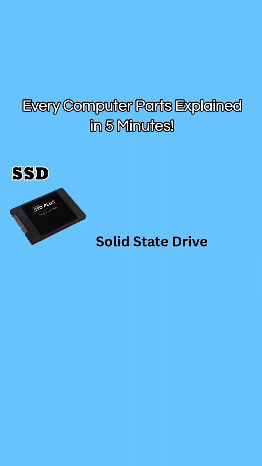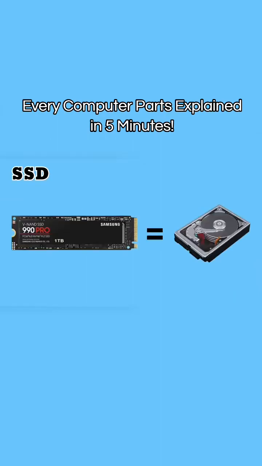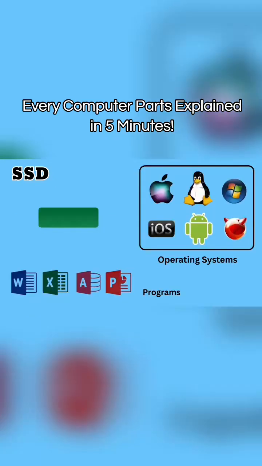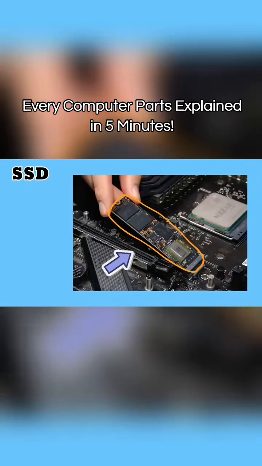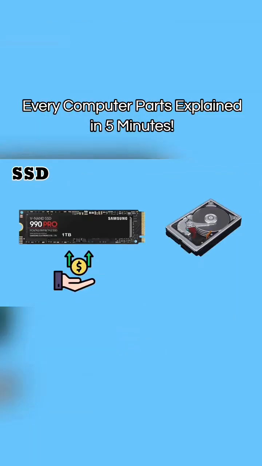SSD, or the solid-state drive, performs the same role as a hard drive, which is storing data, but it is much faster and more reliable. It does not use spinning disks or moving parts. Instead, it stores data on memory chips. Because of this, it loads programs and the operating system much faster and is less likely to fail due to physical damage. Some computers use both a hard drive and an SSD, while others rely only on an SSD. Although it costs more than a hard drive, it has become very common because of its speed and durability.